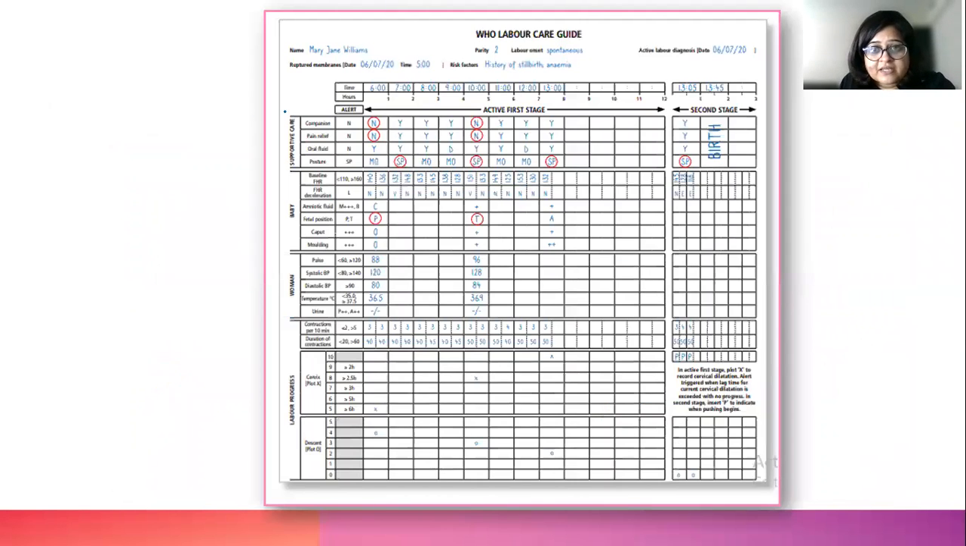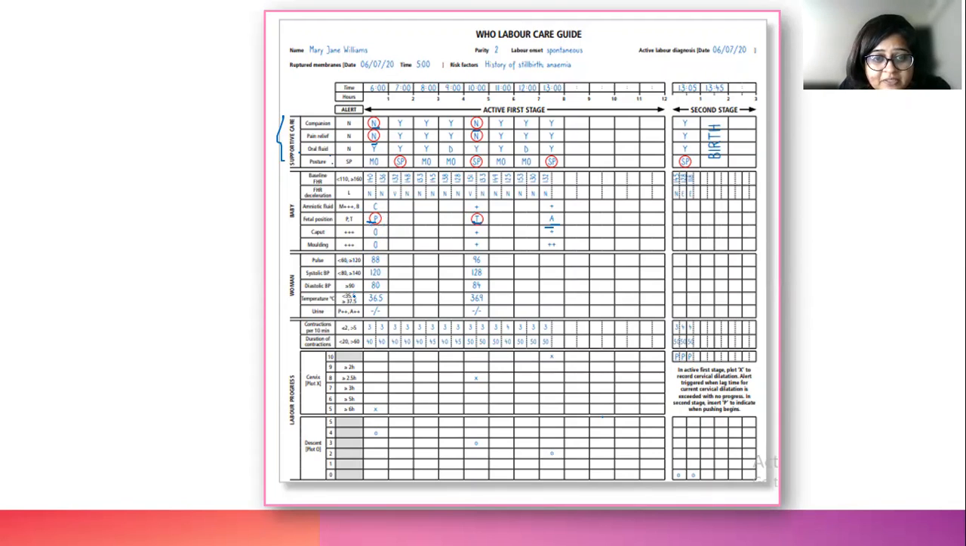Okay. So this is an example of a filled labor care guide. Okay, the supportive care, initially there was no companion, no pain relief. Then she asked for, then in between again, she had no companion. Okay, similarly, pain relief, oral fluid, posture. This is section 2. Section 3 was the fetal status. Okay, here it was position, then it became transverse, then it became anterior, posterior, transverse, anterior. Okay, so wherever there's an alert thing, it has been circled with red.